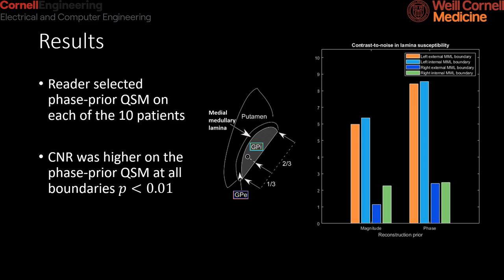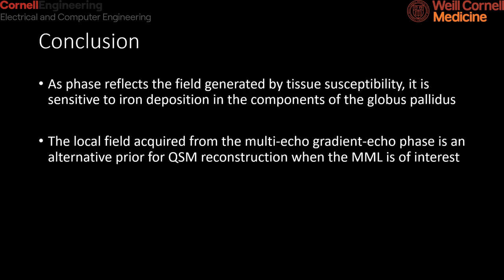The CNR was also significantly higher on the phase prior QSMs at all the boundaries of the MML. In conclusion, the phase prior can improve visualization of certain structures, such as the medial medullary lamina, on quantitative susceptibility maps.